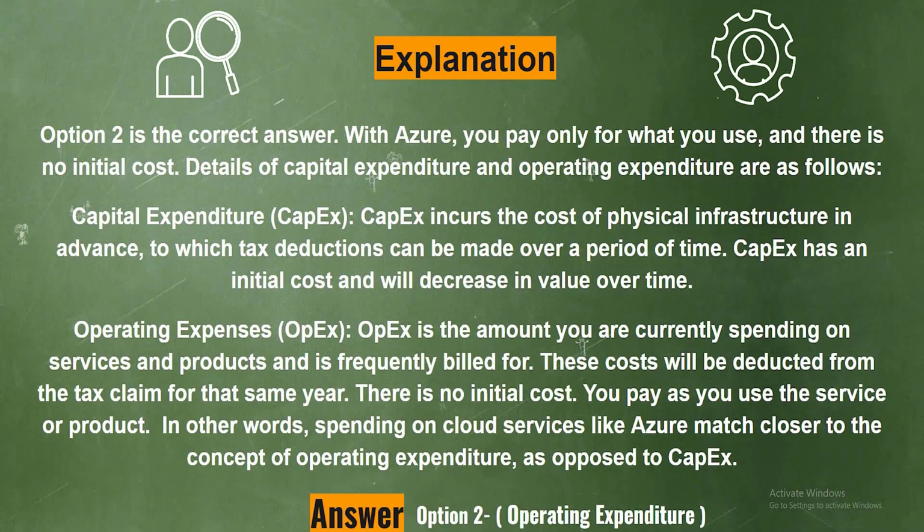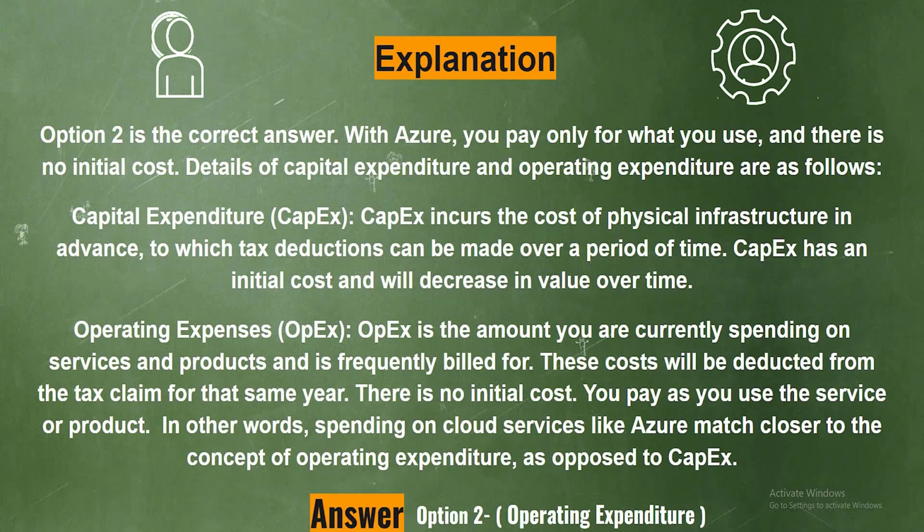Explanation. Option 2 is the correct answer. With Azure, you pay only for what you use, and there is no initial cost. Details of capital expenditure and operating expenditure are as follows. Capital expenditure. Capital expenditure incurs the cost of physical infrastructure in advance, to which tax deductions can be made over a period of time. Capital expenditure has an initial cost and will decrease in value over time.